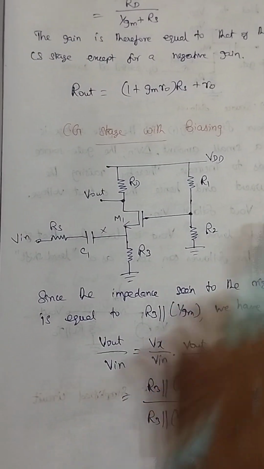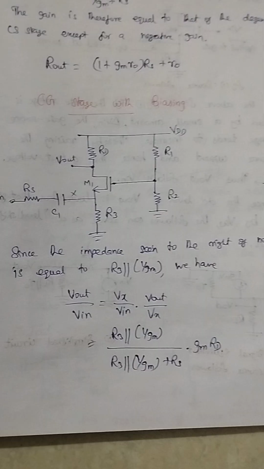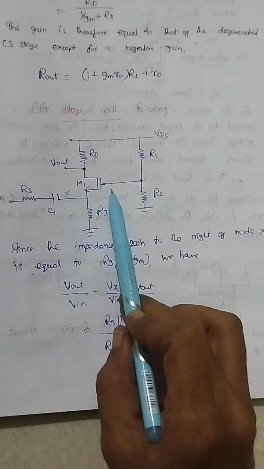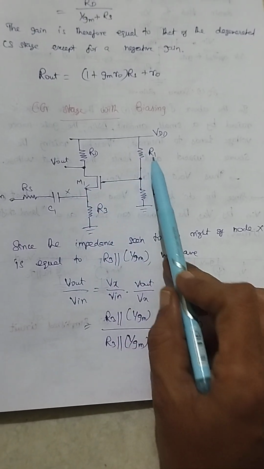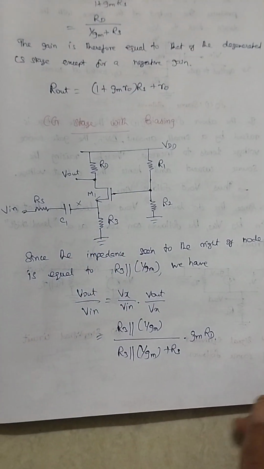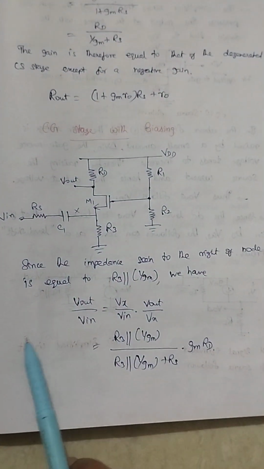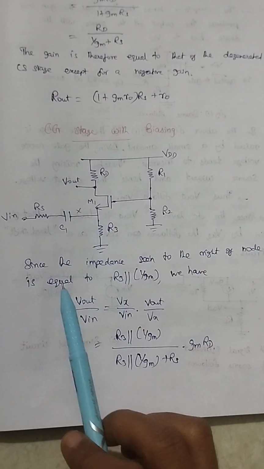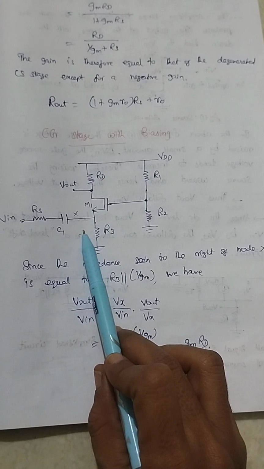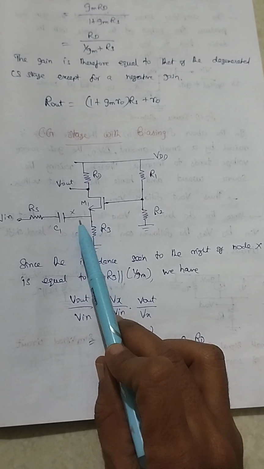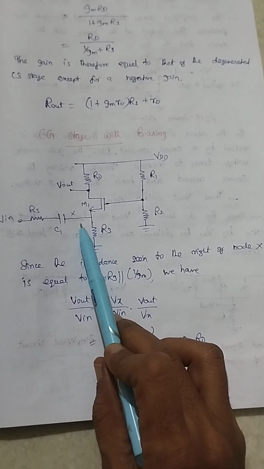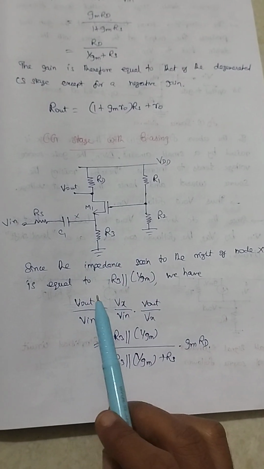And next we are going to see the common gate stage with biasing. So this is the circuit for the common gate stage with biasing. Here at the gate side we are connecting R1, R2, which are biasing resistors, R3 at the source side, and coupling capacitor C1. This is your biasing circuit. So here at this point X we already have the input resistance 1 by Gm. So at this point your resistance will become the 1 by Gm input resistance in parallel with R3. So how to find this voltage gain?